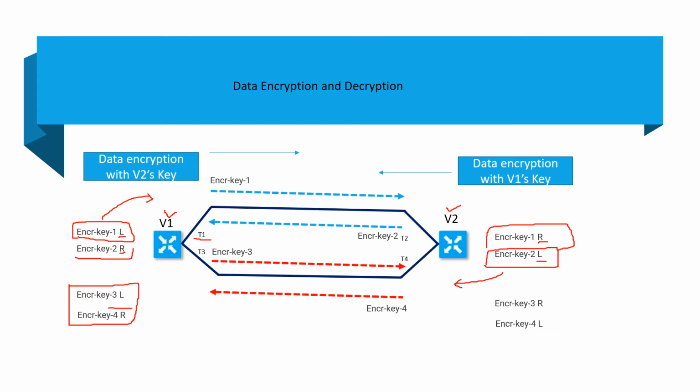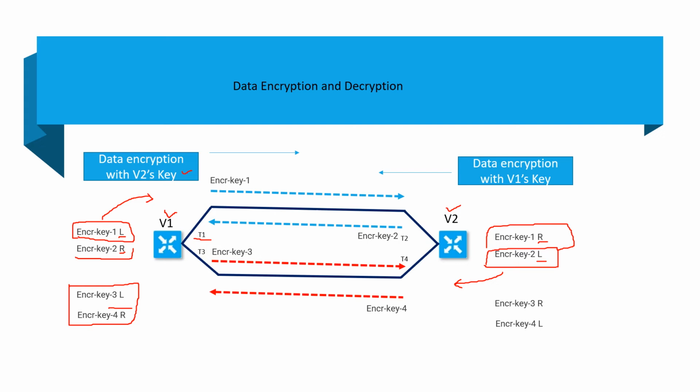Now what happens when we send the data across all these IPsec tunnels? It's a bit different than the traditional IPsec method. In the traditional IPsec method, we use the symmetric key, the same key being used for encryption and decryption. Here, we are using a symmetric key in an asymmetric fashion. So what does that mean? Whenever I'm sending data from V1 to V2, I'm going to have that encryption done by V2's key, which I received. That's going to be the remote.